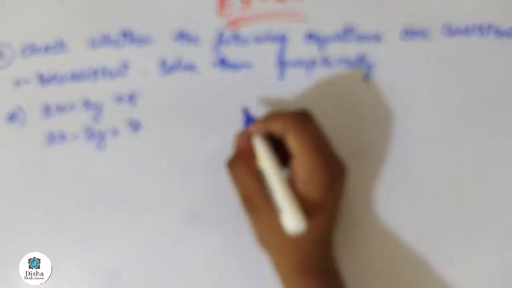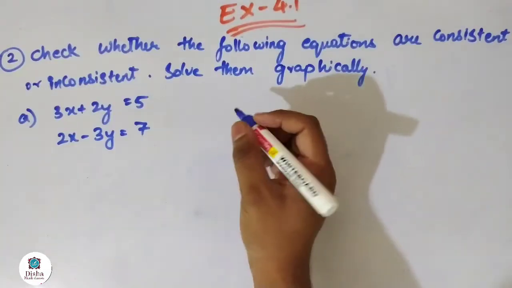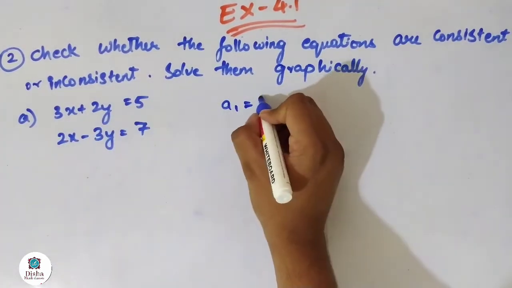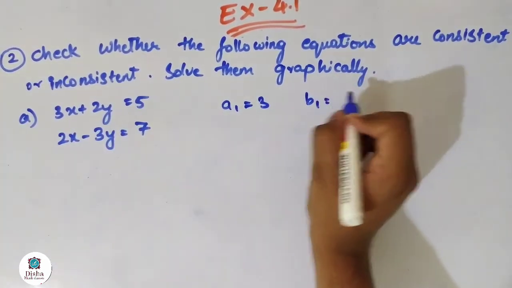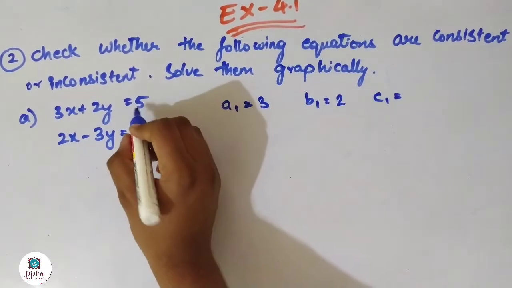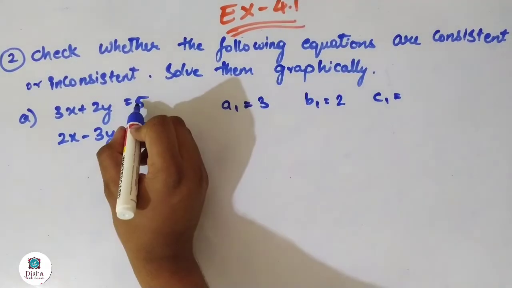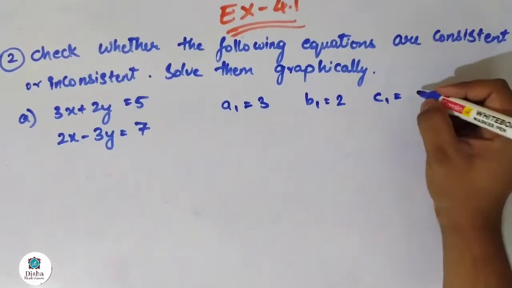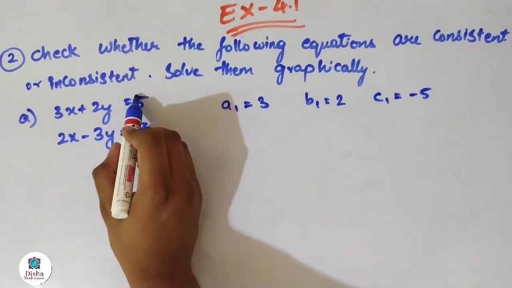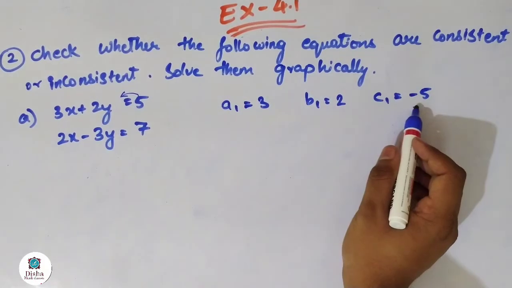So first let us write a1 by a2, b1 by b2. Now, what is a1? Coefficient of x, that is 3. b1 equals coefficient of y, that is 2. c1 equals the constant. If the constant goes to the left side, it will become minus 5, right?